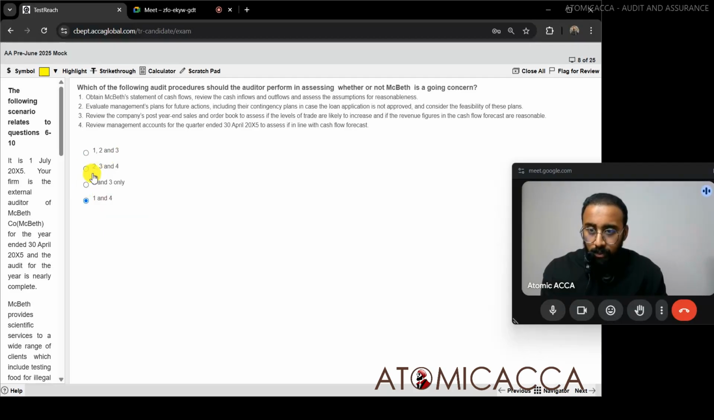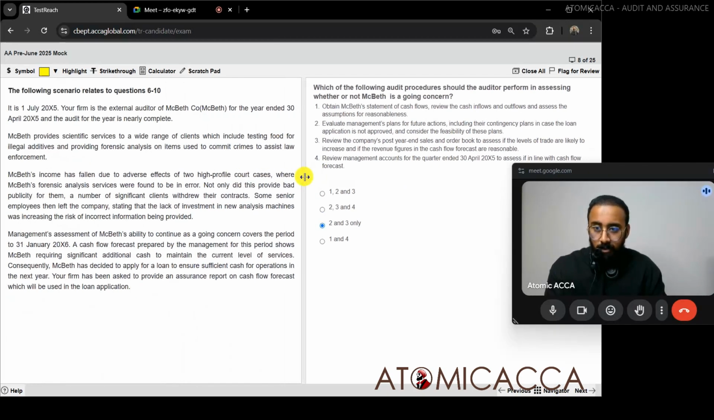Now in this 2, what is it? 2 and 2 is common. 3 and 3 is common. So I just have to find out whether 4 is the correct answer or not. If 4 is correct answer, then option B is the answer. If 4 is not the answer, then option C is the answer. So option 4 is review management accounts for the quarter ended 30th April X5 to assess if in line with cash flow forecast or not.